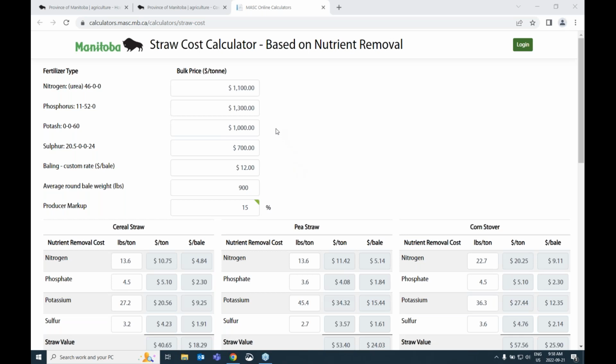The one nutrient I'm going to draw attention to is potash. From the somewhat recent run-up 18 months ago, we've seen the value of potash roughly double or even a little bit more than double. So this potash value really becomes important into these straw values that we're seeing.